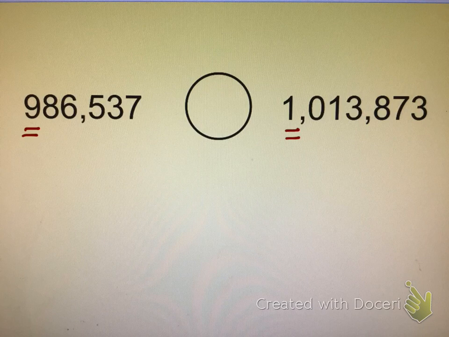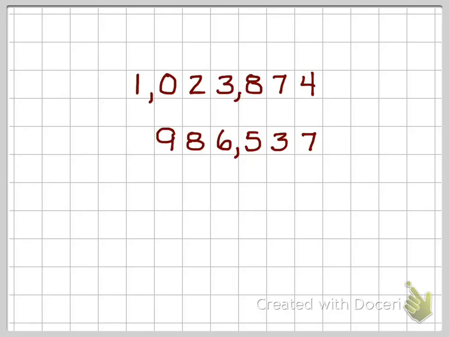So my go-to strategy for comparing numbers is stacking them. When you stack them, pay close attention to place value. Are your ones places in both numbers lined up? The commas, are they lined up? If everything is lined up correctly, it becomes very easy to compare two numbers based on place value.